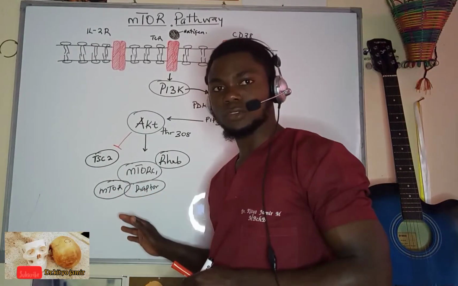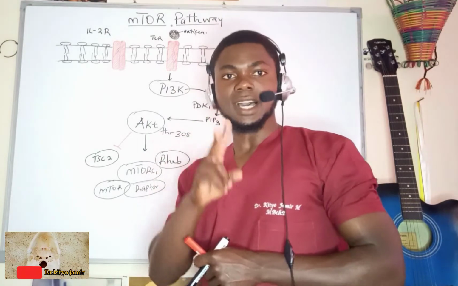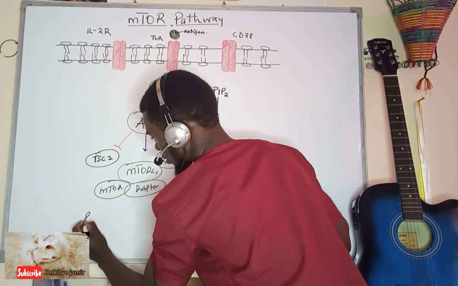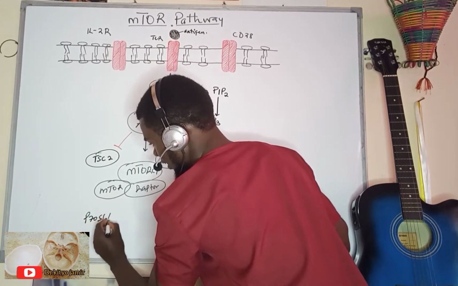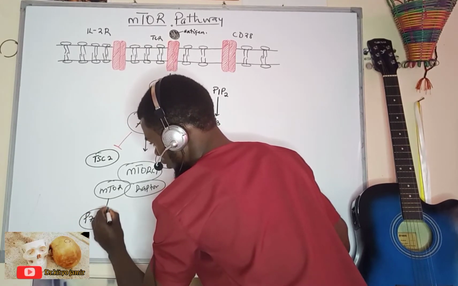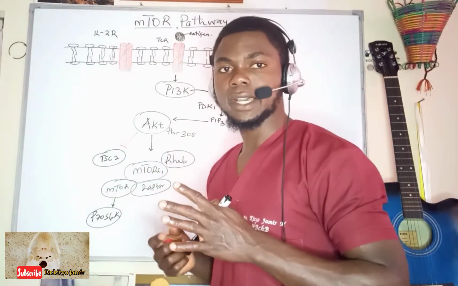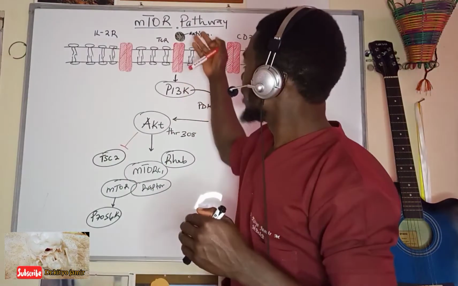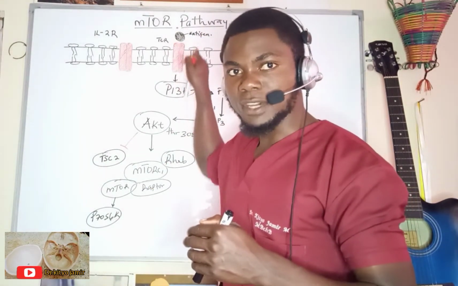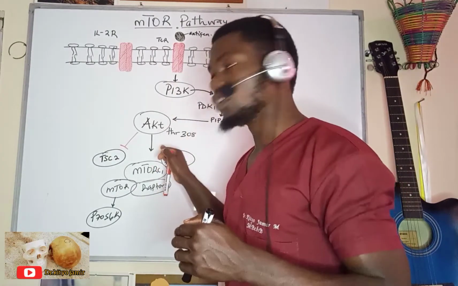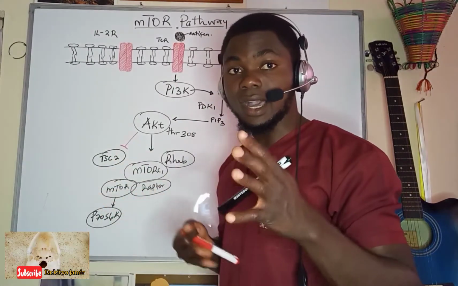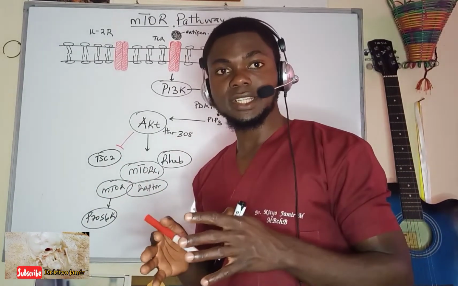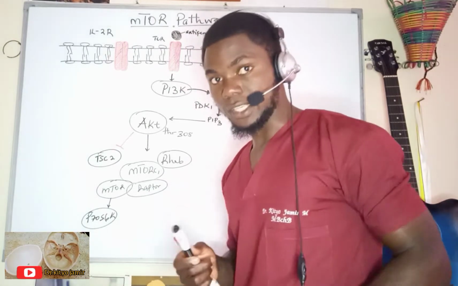This complex is going to phosphorylate and activate 2 proteins. One of the proteins is P70S6 kinase. The second protein we are going to have here is the 4E binding protein. And this protein, in the absence of the antigen here, if this pathway is not on, is not stimulated, this protein acts as an inhibitor of what? Eukaryotic transcription initiation factor 4E.